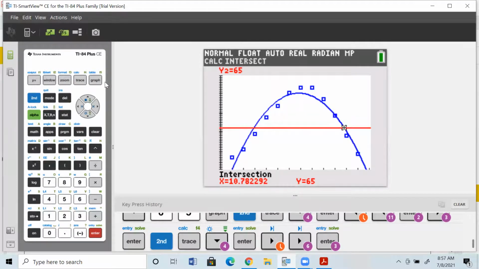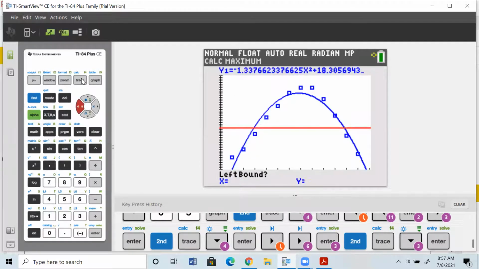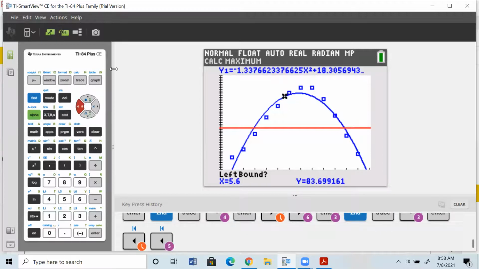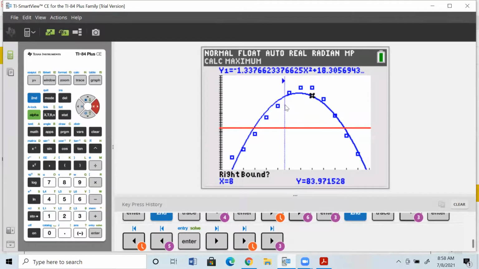So with our graphing calculator, we're going to press second calc, option number 4 for maximum. And we need to arrow our cursor so that it is left of the peak. If you notice at the bottom here, it says left bound. So that just means enter it anywhere left of the peak, hit enter. You'll see it kind of sets a boundary line. Then go to the right. Right bound, hit enter. This tells our calculator that the peak is somewhere in between these two boundary lines.